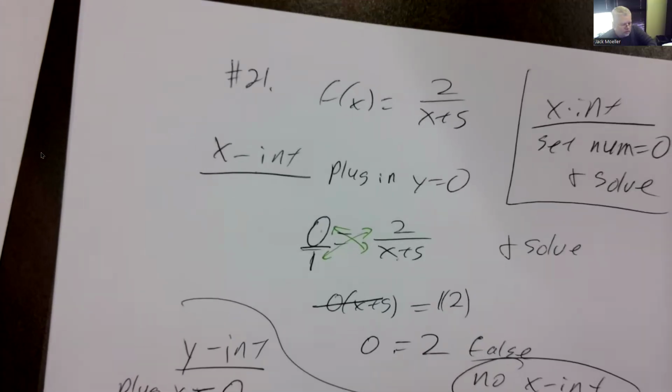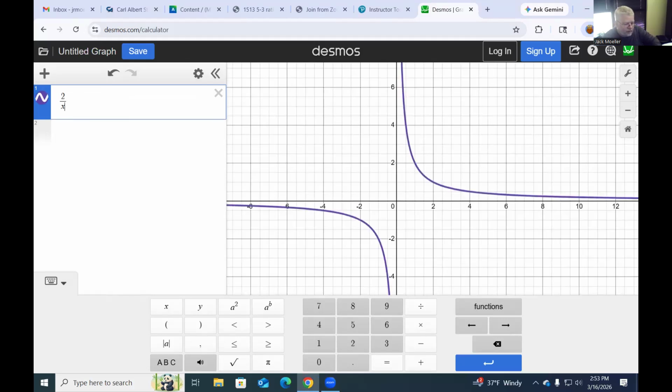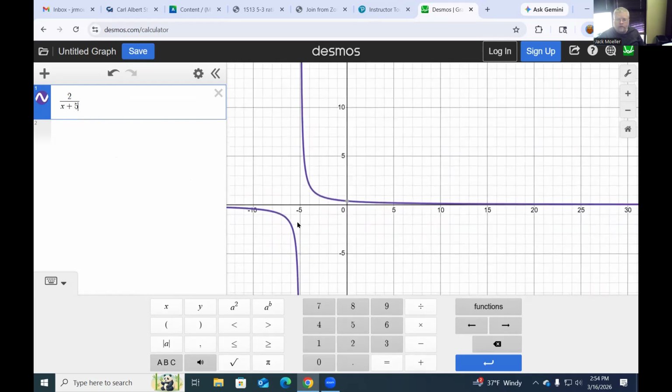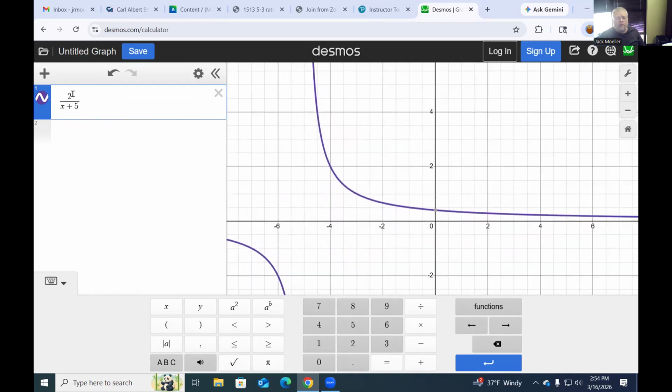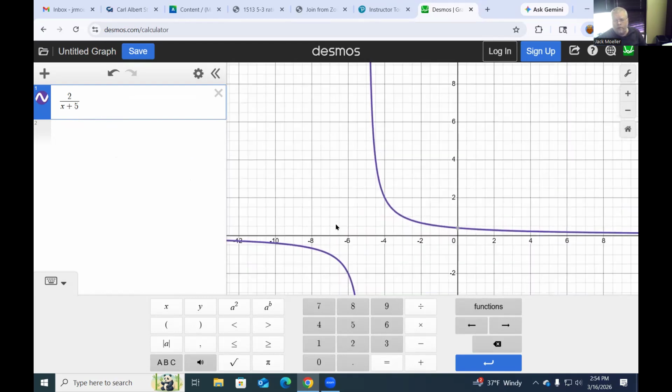Okay. So we're graphing 2 over x plus 5. All right. So as expected, when we get -5 for x, that's going to divide by 0. So right there at -5, that's where our vertical asymptote is. Degree of the top is 0, degree of the bottom is 1. So degree of top is smaller, so y equals 0, so horizontal.